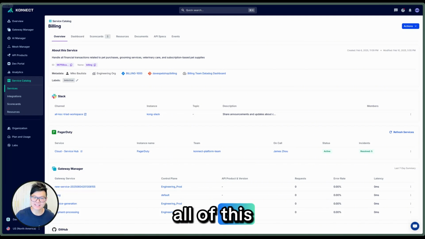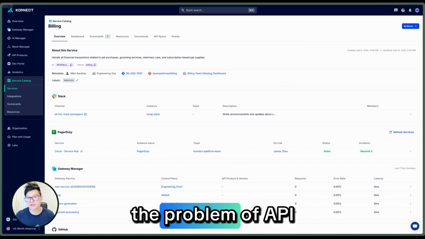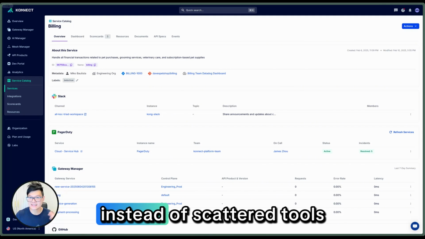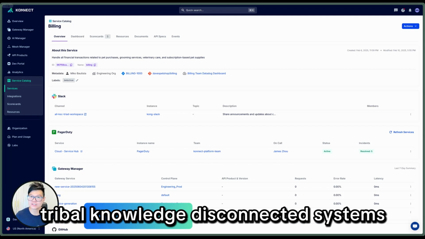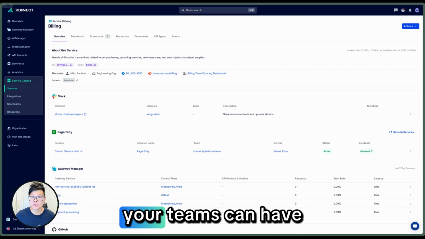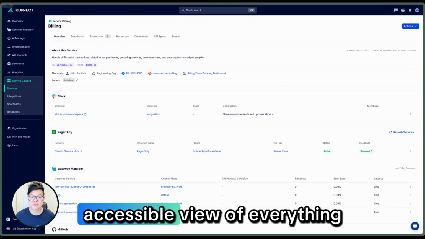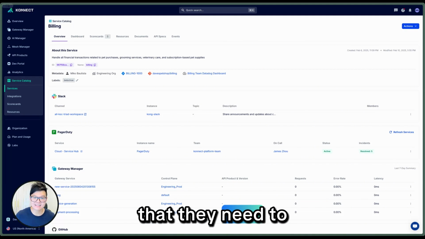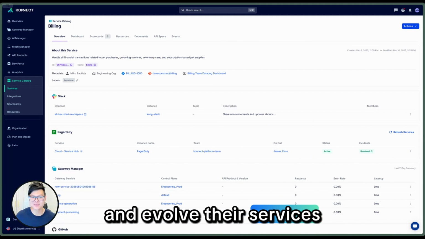Once again, in doing all of this, Service Catalog directly tackles the problem of API sprawl. Instead of scattered tools, tribal knowledge, disconnected systems, your teams can have a unified, accessible view of everything that they need to operate and evolve their services with confidence.